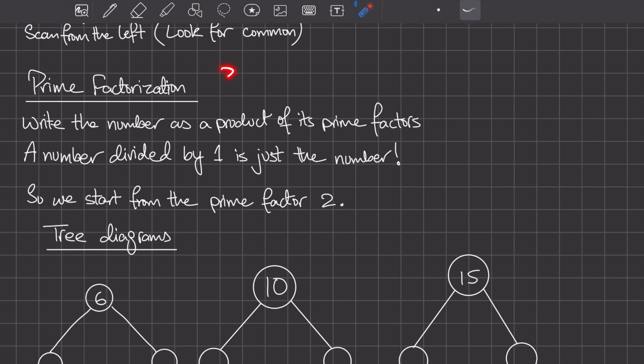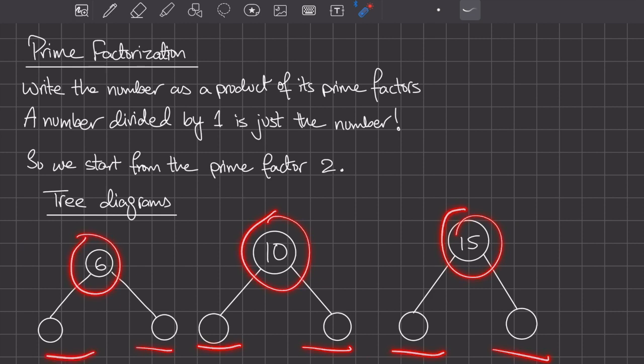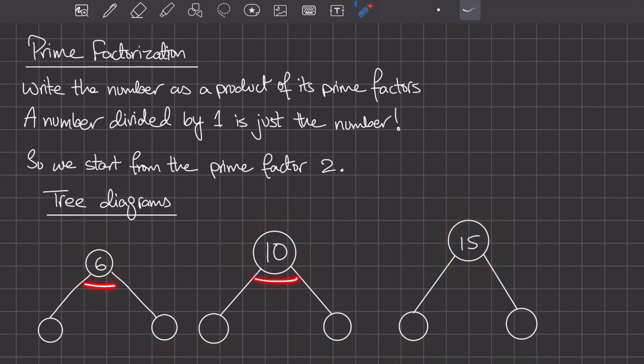The second method is prime factorization. That is to write our number as multiples of prime numbers. Or you can say that it is writing the factors of the number. An easy way to approach this is to draw tree diagrams. We write the main number in the uppermost circle and its factors in circles underneath. Let's take the numbers 6, 10, and 15.